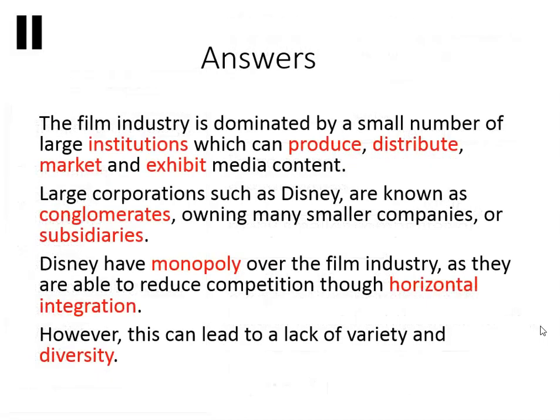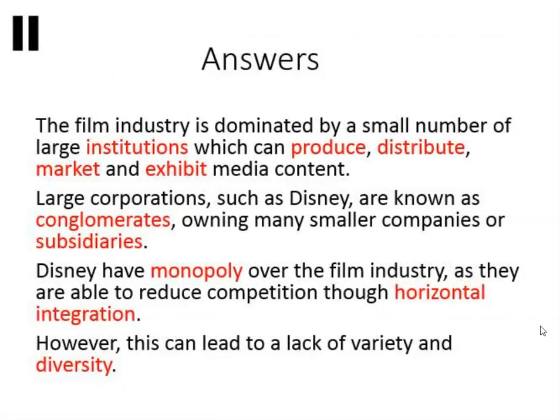Okay, so here's the answers if you want to check your work. I'll just give it a read through and then you can correct as you need to. The film industry is dominated by a small number of large institutions, which are able to produce, distribute, market and exhibit media content. Large corporations such as Disney are known as conglomerates, owning many smaller companies or subsidiaries. Disney have monopoly over the film industry, as they are able to reduce competition through horizontal integration. However, this can lead to a lack of variety and diversity.